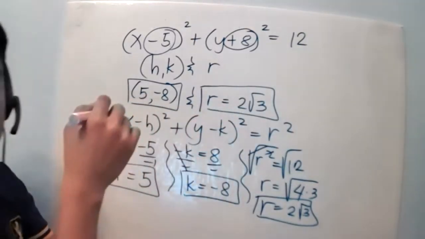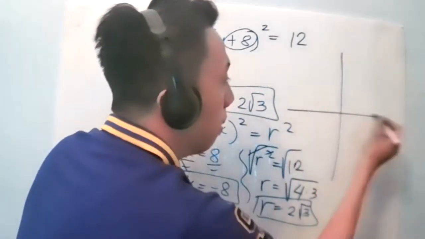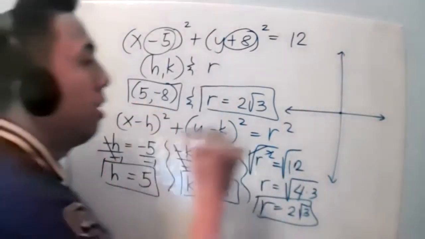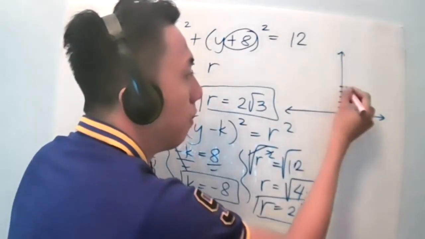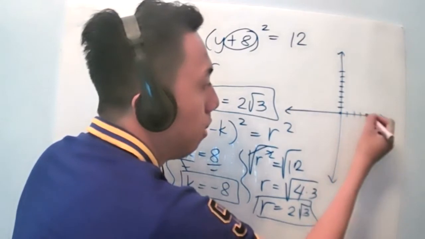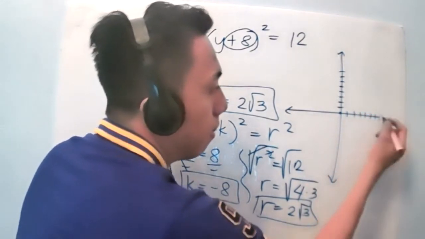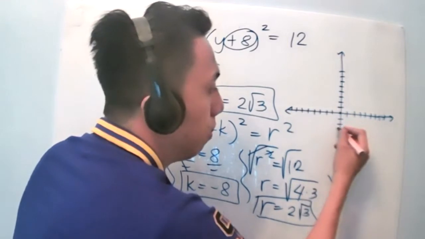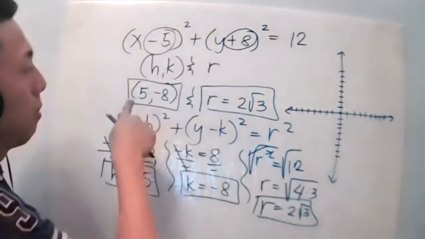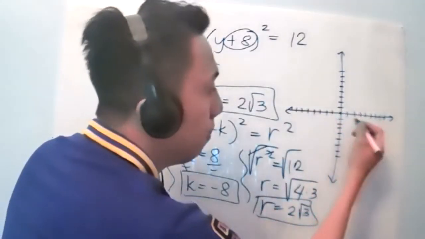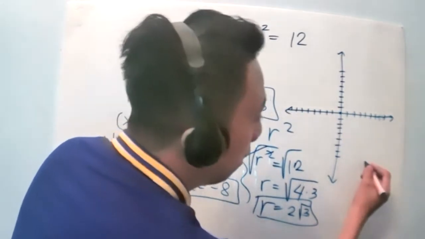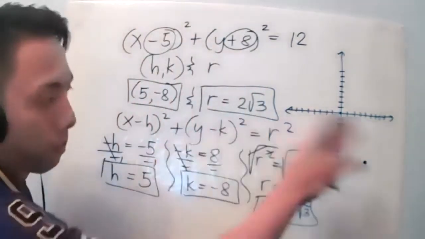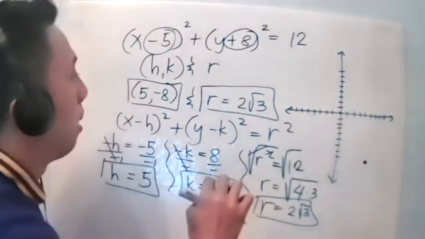If you want to graph this one, it will be just like this. Graph natin yung circle, ha? So meron tayong 5, negative 8. On the x-axis we count positive 5, and on the y-axis we count down to negative 8. So this will be our center. So yung circle natin nasa quadrant 4.